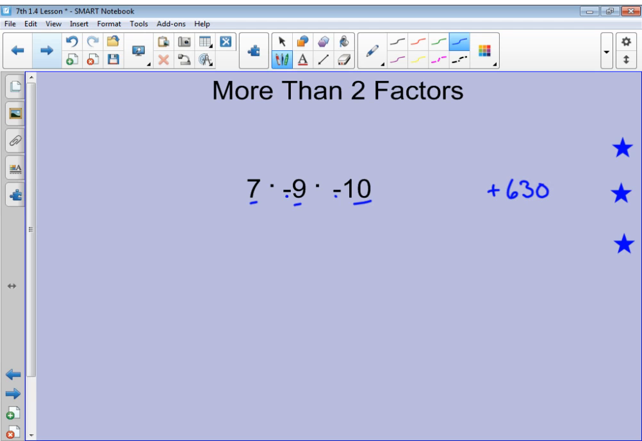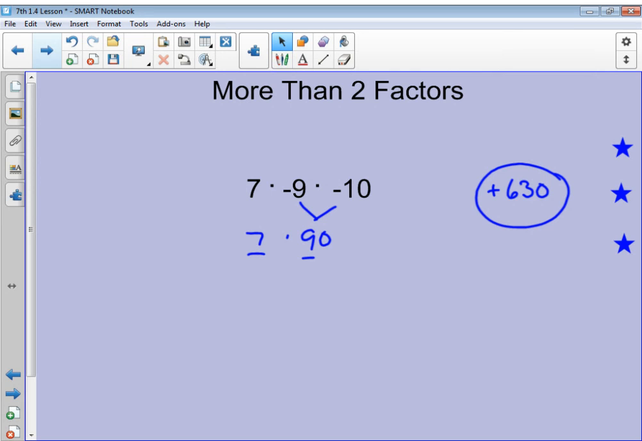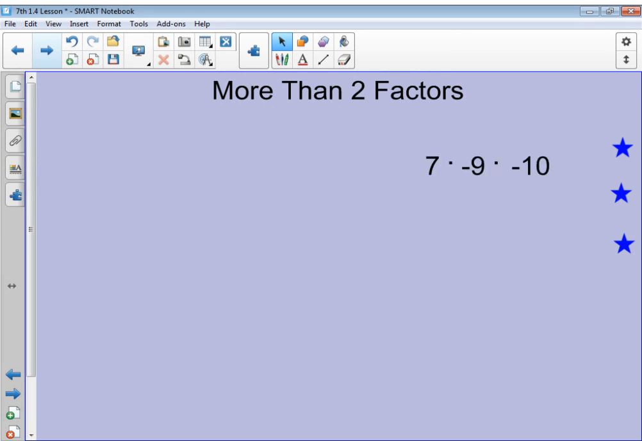Okay, I would have gotten the same answer had I gone through and multiplied maybe these 2 together first. There I would get 90, and then if I did 90 times 7, well, 7 times 9 is 63, add the 0. I would still end up at the positive 630. So just remember, as long as it's all multiplying, you can rearrange the order if it's easier for you to do in your head. Okay, so let's try another one.